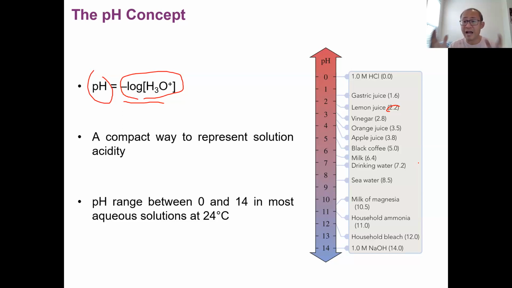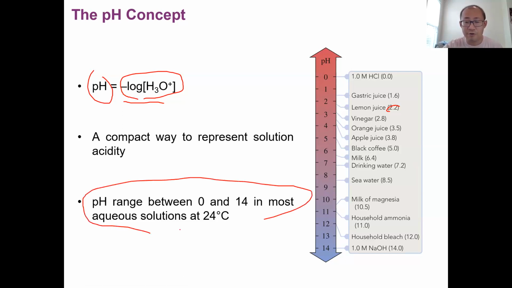Now, because the ion product of water is 10 to the negative 14th, the pH range, by taking the minus log of the proton concentration, will normally be between 0 and 14. There are pHs higher than 14 or lower than 0, but usually the solutions we encounter daily will have a pH in the range of 0 to 14 when the solution is at or around room temperature.